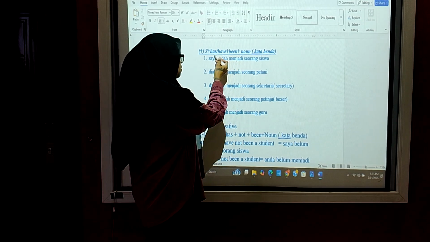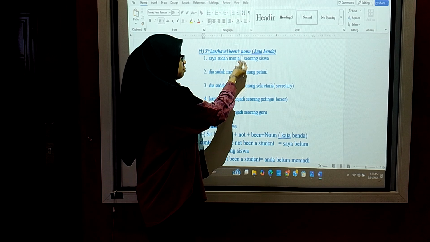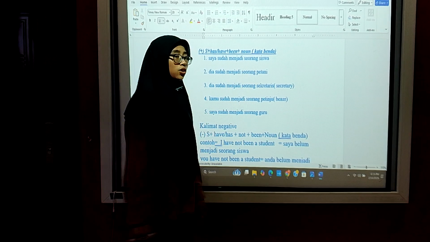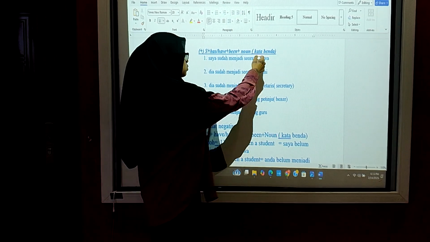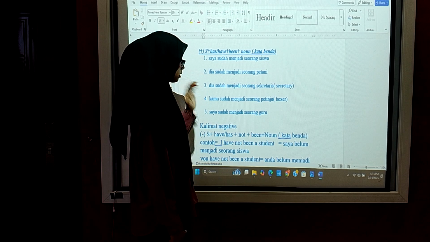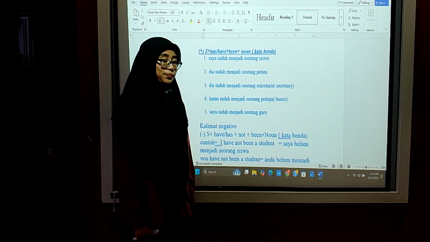Then look, after have or has, we need to put been. Been means here "menjadi". Then I put been, and then "seorang", what is "seorang", and then siswa, student. After that, I ask them to do by themselves, number 2 to 10, or number 2 to 5.